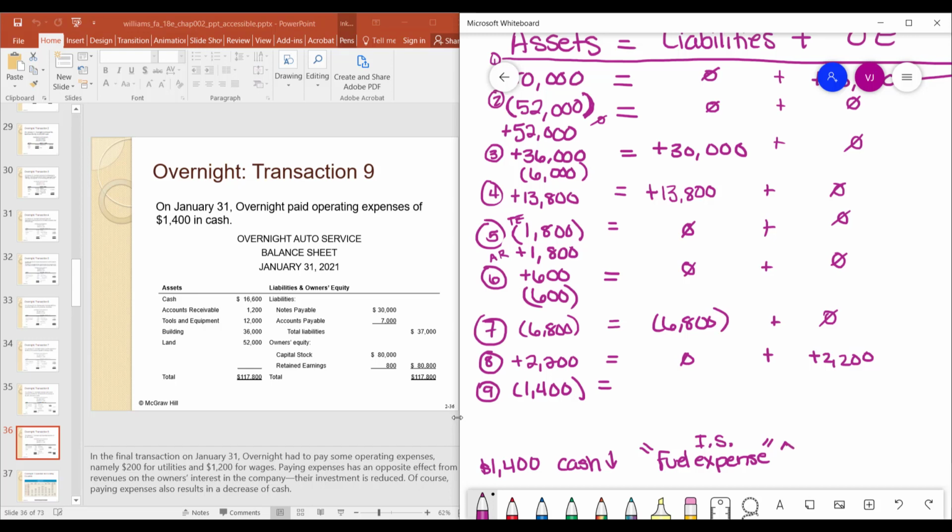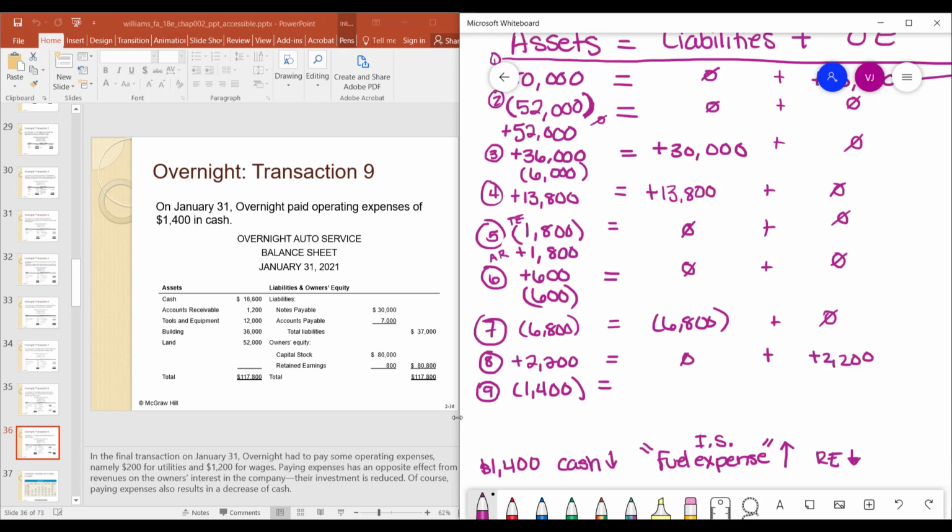When fuel expense goes up, or when any expense goes up for that matter, it has the opposite effect on retained earnings that revenue does. So increases in revenue make retained earnings go up. But increases in expenses make retained earnings go down. It has an opposite effect. Okay? So because we have more of an expense, that means retained earnings goes down.